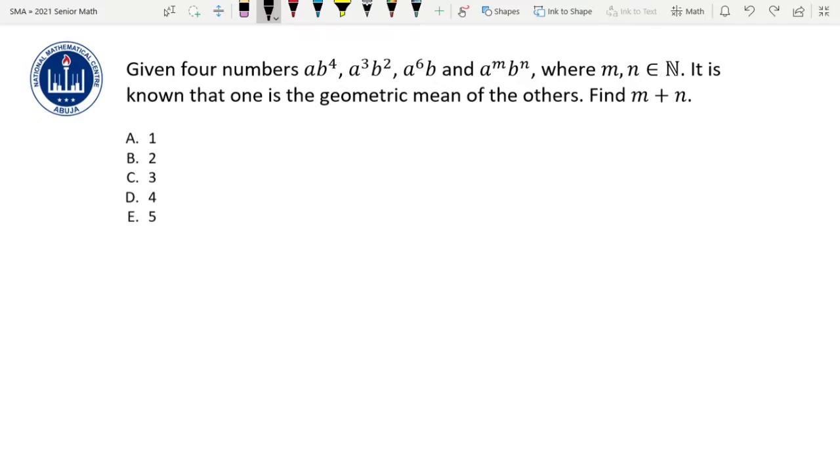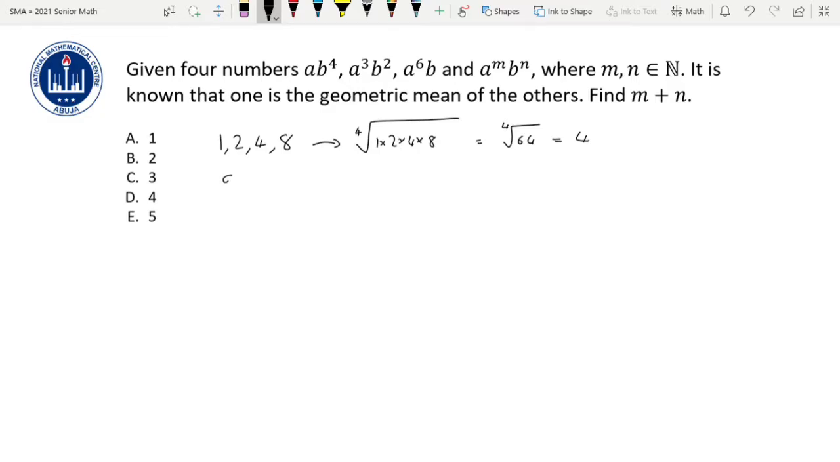Find m plus n. So the geometric mean is, for example, if we're given the numbers 1, 2, 4, and let's say 8, and we're told to find the geometric mean of these numbers. What we're going to do is that we have four numbers here, right? So we're going to take the fourth root of 1 times 2 times 4 times 8, and when we calculate it, that's going to be the fourth root of 64, which is 4. And that's what it is.